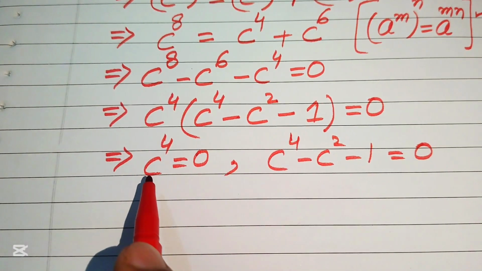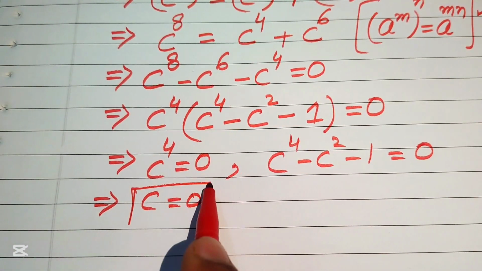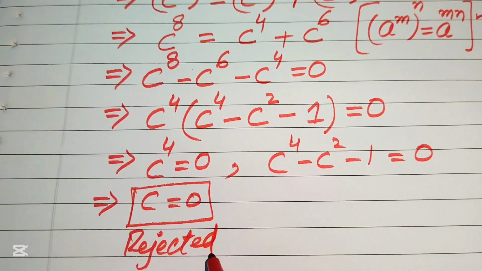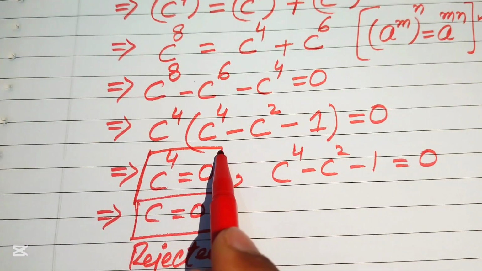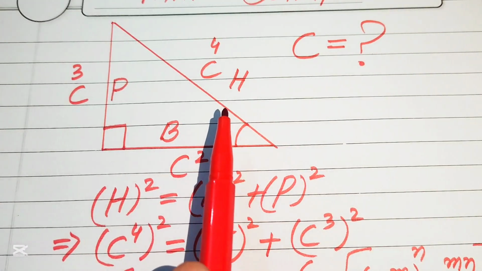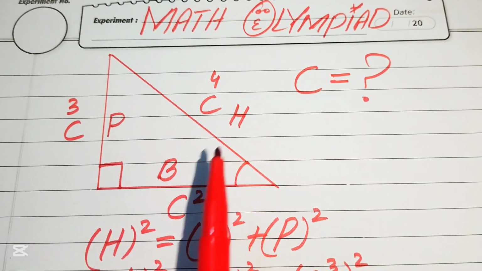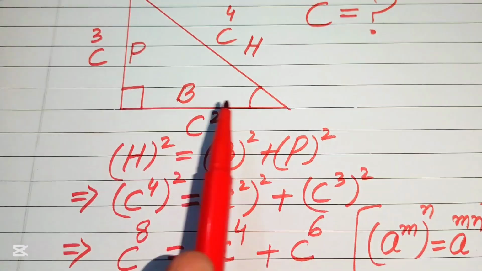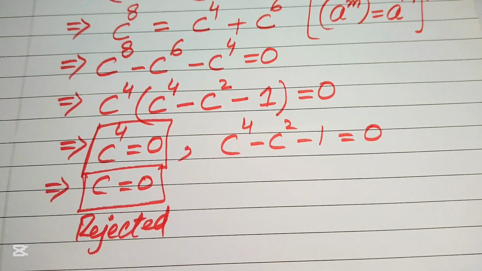You see here c to the power of 4 implies that the value of c equals 0, but we reject this value of c. If c to the power of 4 equals 0, it means that one side length, the hypotenuse, or all the side lengths equal 0. So if c is 0, all the side lengths equal 0, which is not possible. So here we can find the non-zero side length of the triangle.